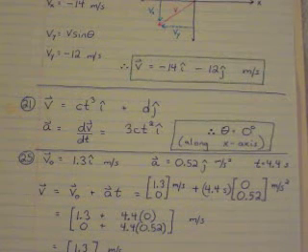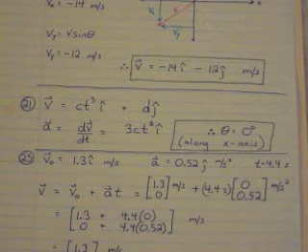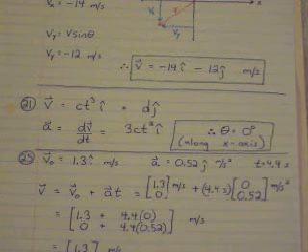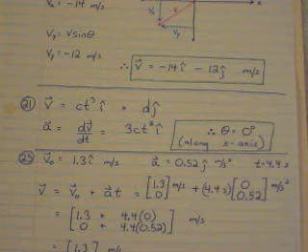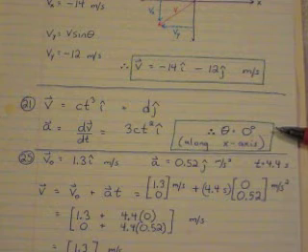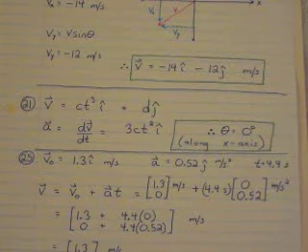Now the question is asking, what is the direction of the acceleration? The magnitude is 3ct squared, but the direction, since it's all in the i hat direction, that's going to be along the x-axis. So we could say theta equals 0 degrees.